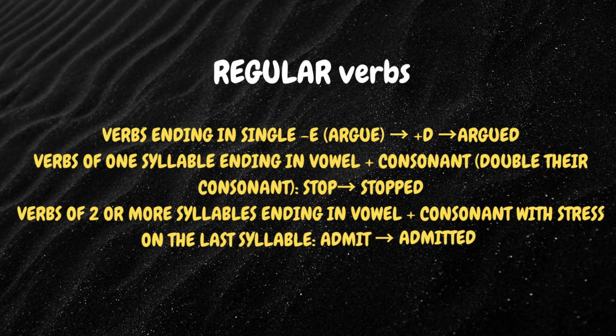So, when should we add d or ed? Verbs ending in single e, argue, plus d, argued. Verbs of one syllable ending in vowel plus consonant, they double their consonant. Stop, stopped. Verbs of two or more syllables ending in vowel plus consonant with stress on the last syllable. Admit, admitted.